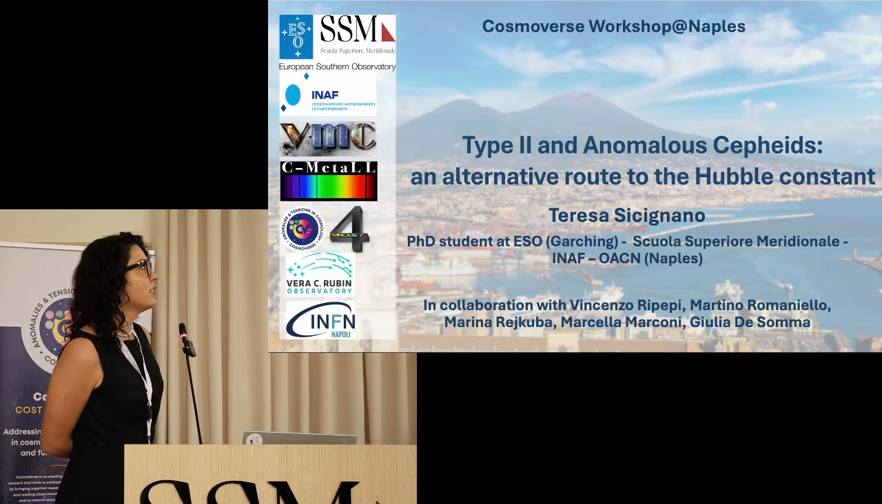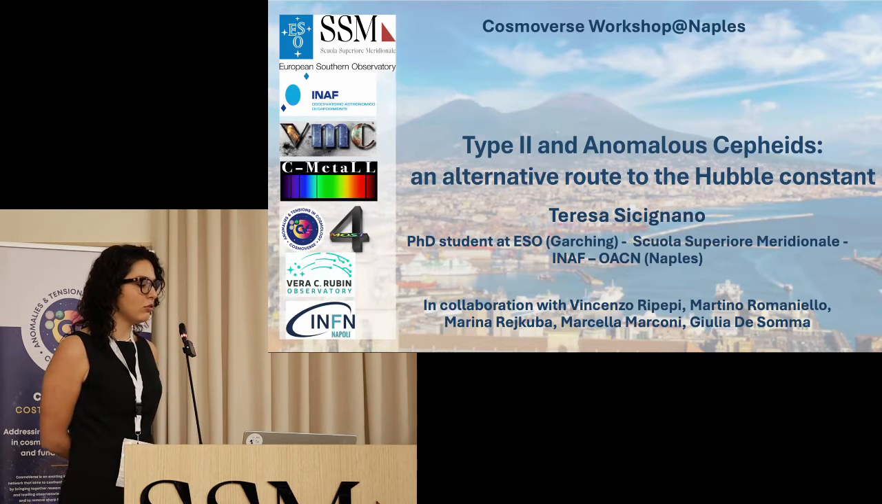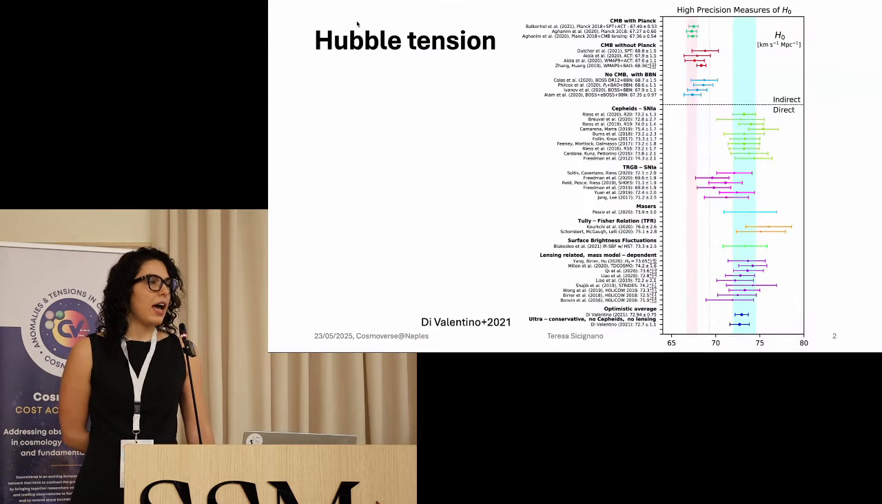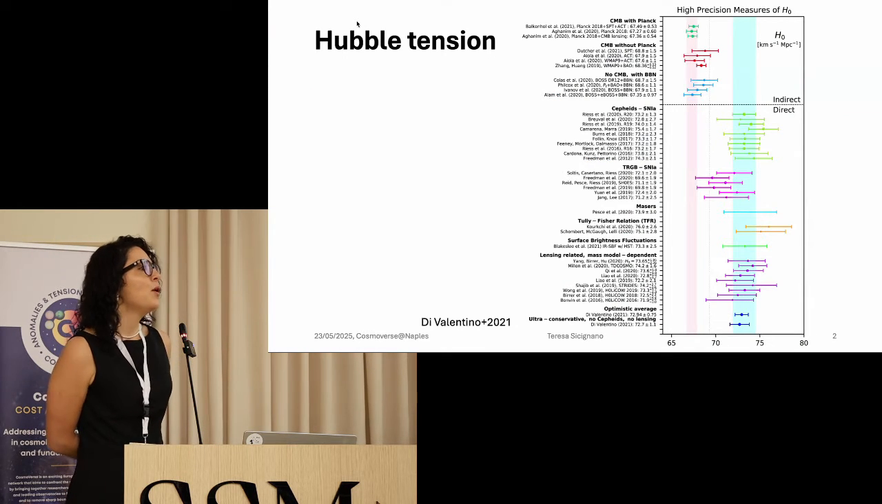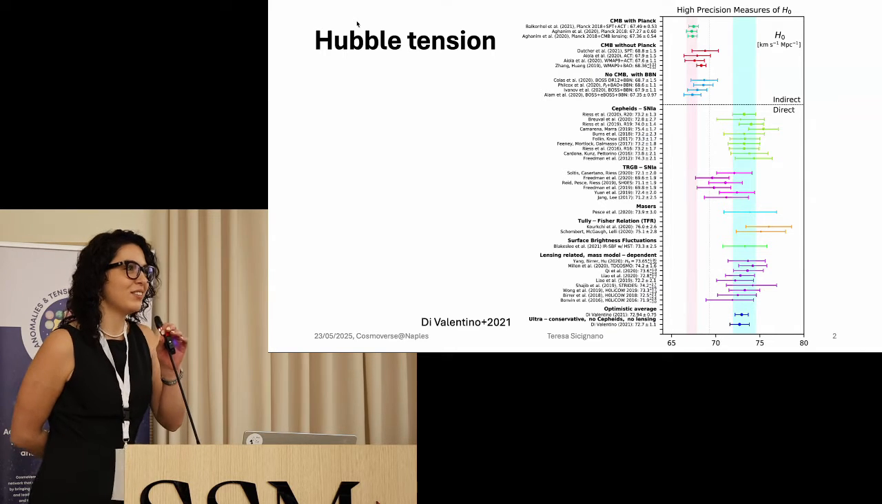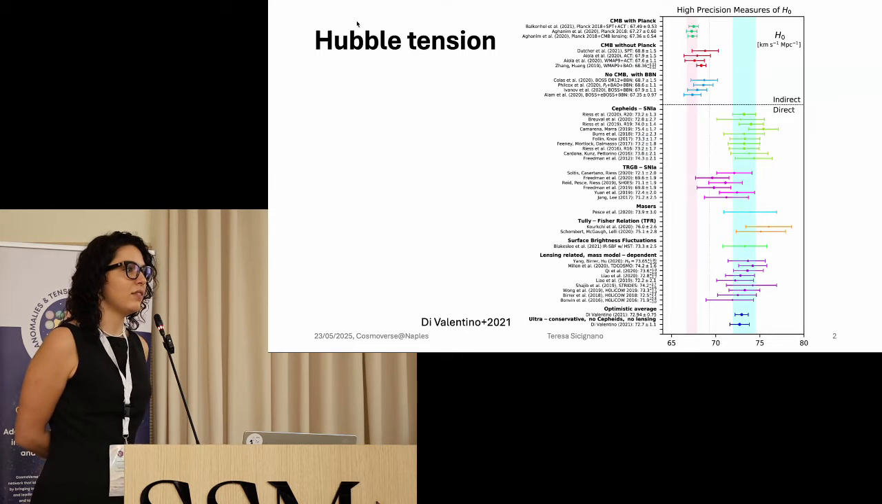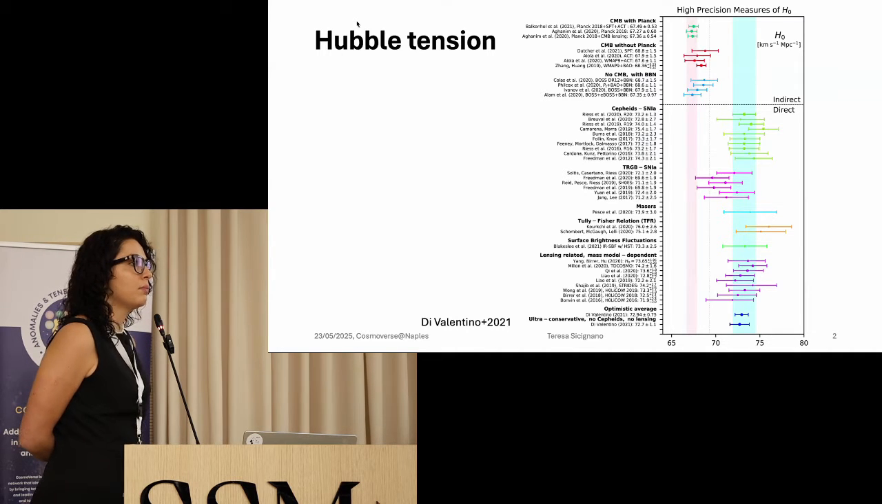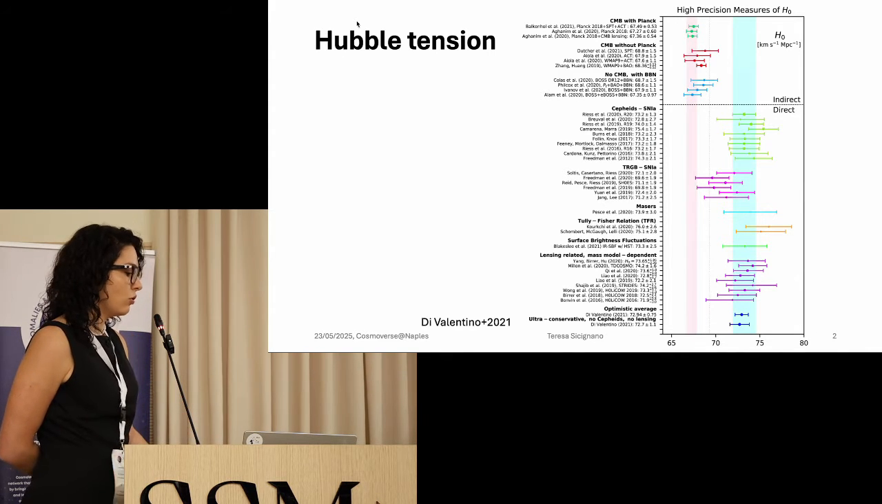My PhD project is based on the use of Type II and Anomalous Cepheids as an alternative route to the Hubble constant. As my colleagues this morning also talked about, we know that the Hubble tension, the five sigma tension, is between measurements coming from the early universe and the late universe, where there is no contact point in five sigma between the confidence intervals of these different measurements of H0.